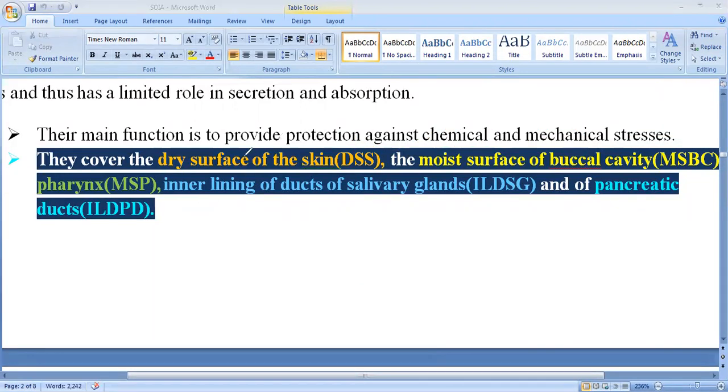And where is it found? It is found in the dry surface of the skin, the moist surface of the buccal cavity, and the moist surface of the pharynx. Okay. And the inner lining of ducts and salivary glands, which also have compound epithelium, that is, the stratified epithelium. And the inner lining of pancreatic ducts.